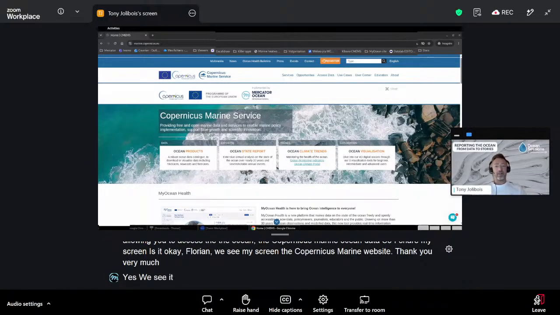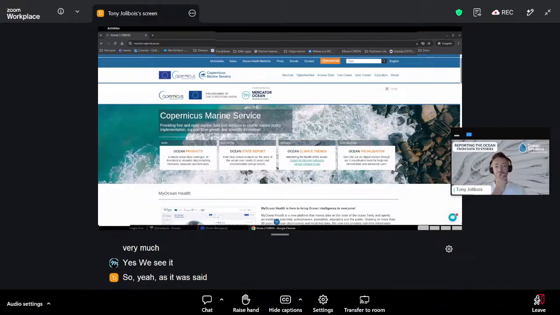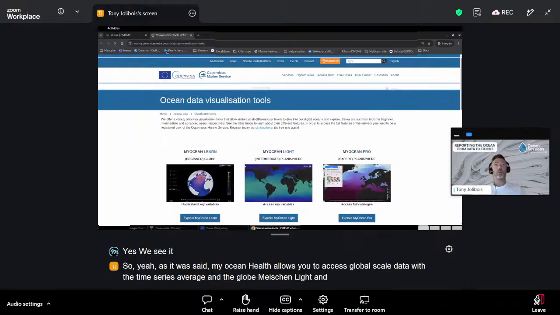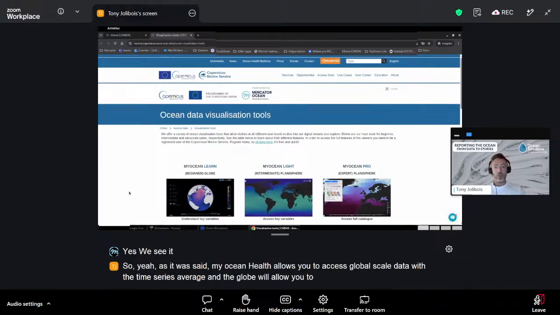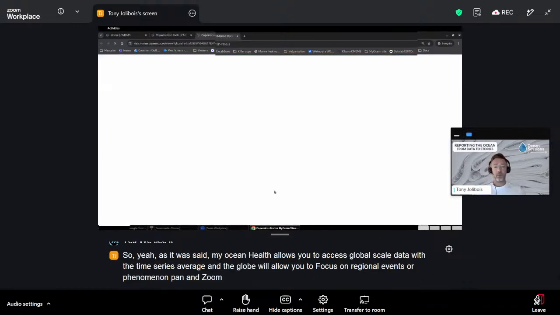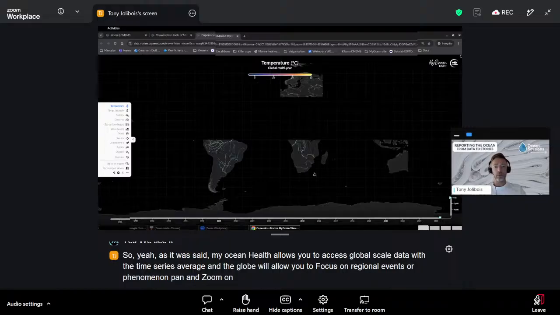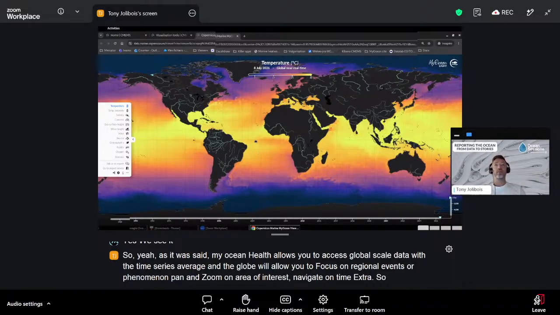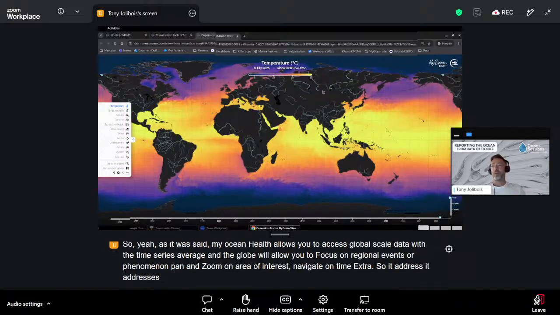So yeah, as it was said, MyOcean Health allows you to access global scale data with the time series average and the globe. MyOcean Lite and Pro will allow you to focus on regional events or phenomena, pan and zoom on an area of interest, navigate on time, etc. So it addresses different needs.